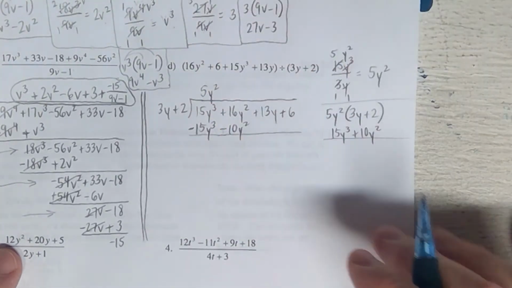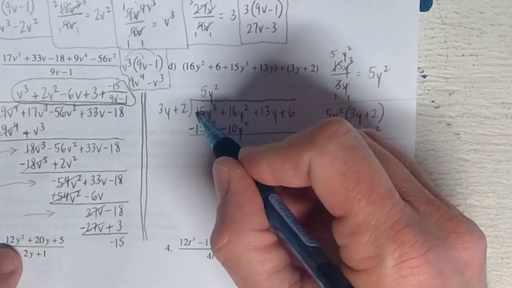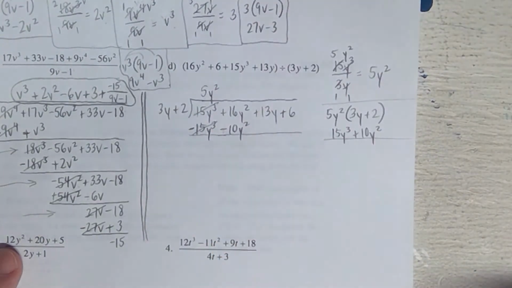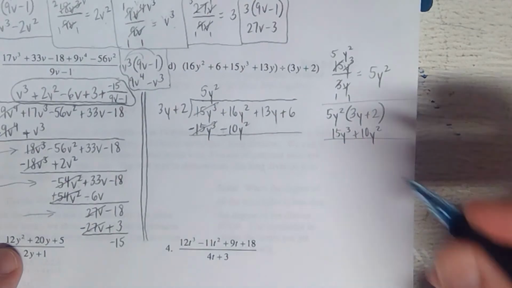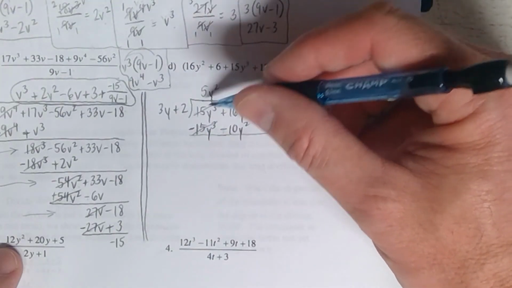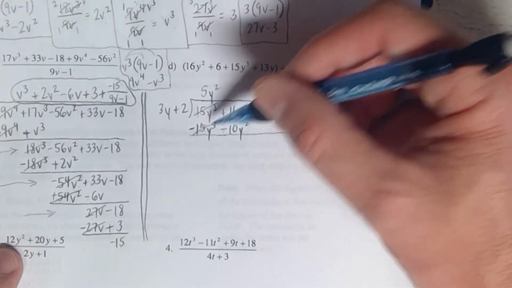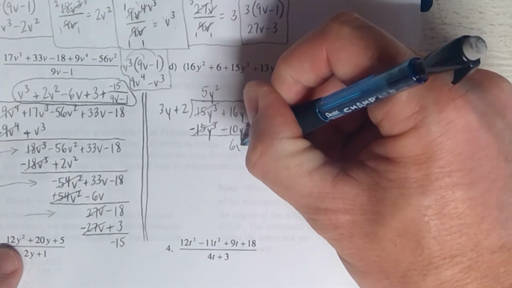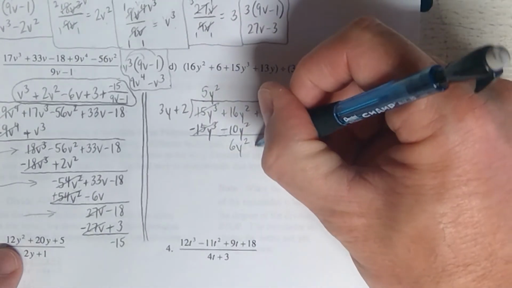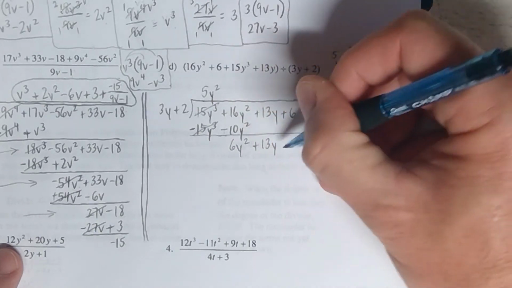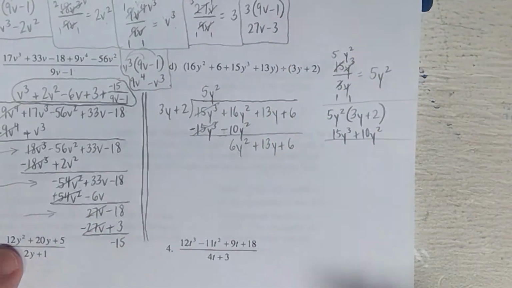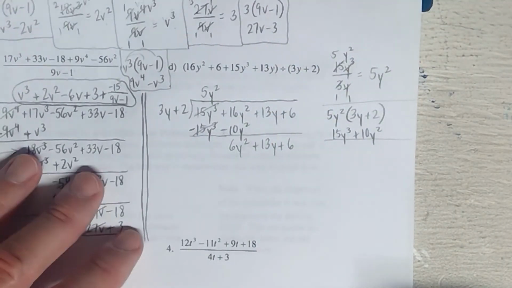If I then combine like terms, I get, as always, this should cancel, and it does. It's equal to 0 if I combine those. 0 y to the third, which is the same thing as 0. And then this is going to be 6y squared. And then the other two terms don't combine, so we just bring them down behind what we already have in the answer there, 13y and 6.